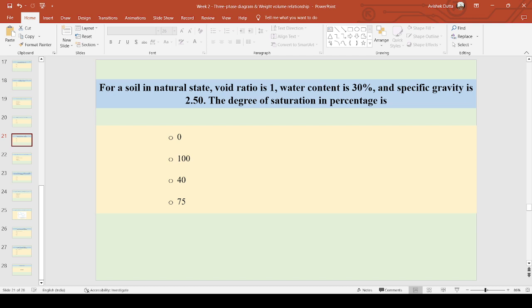I'll repeat the question once. For a soil in its natural state, void ratio is 1, water content is 30%, specific gravity is 2.50. The degree of saturation in percentage is 0 or 100, 40 or 75. Next question.